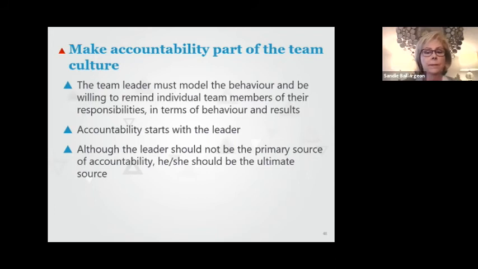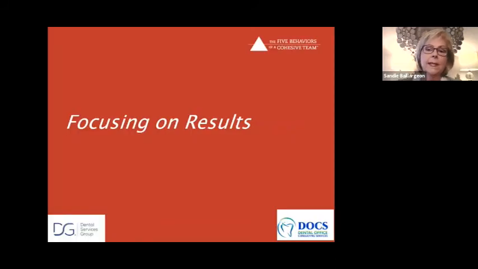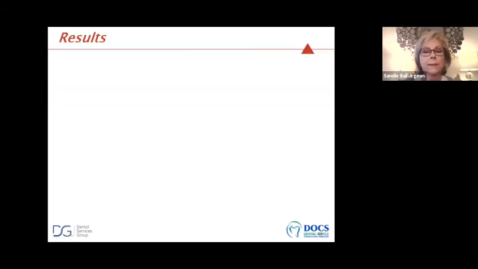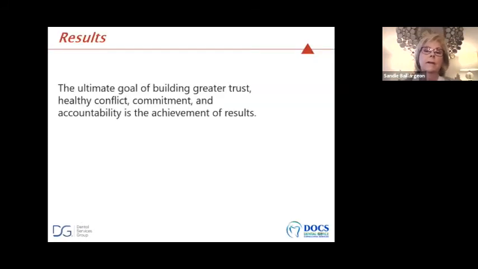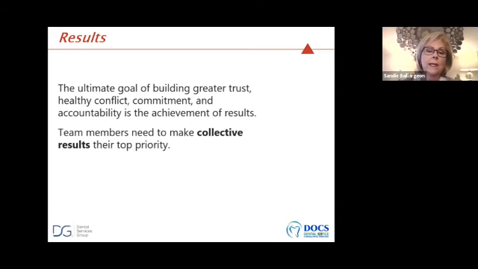ultimate source. And finally, the last behavior of the five behaviors of a cohesive team is focusing on results. So the ultimate goal of building greater trust, engaging in healthy conflict, and achieving commitment and accountability is the achievement of results. That's really what you want to achieve after all of this.